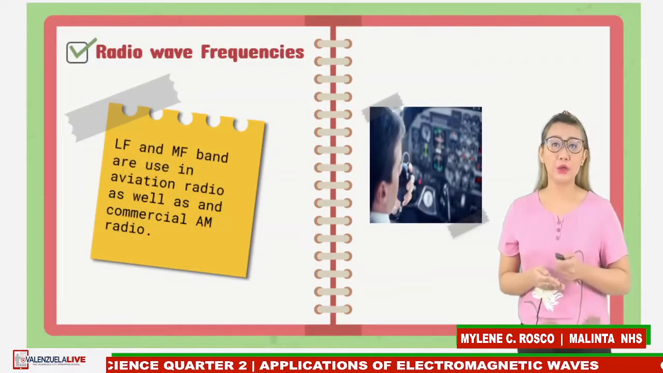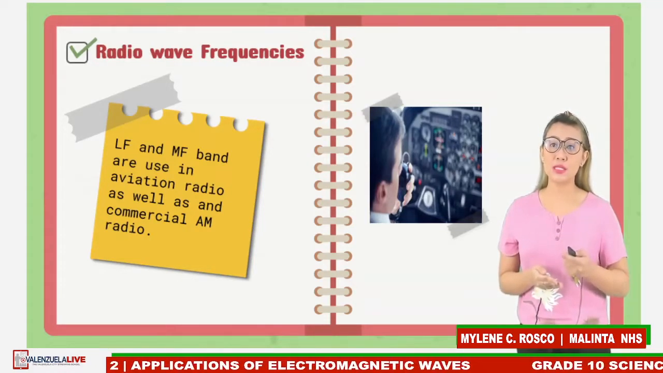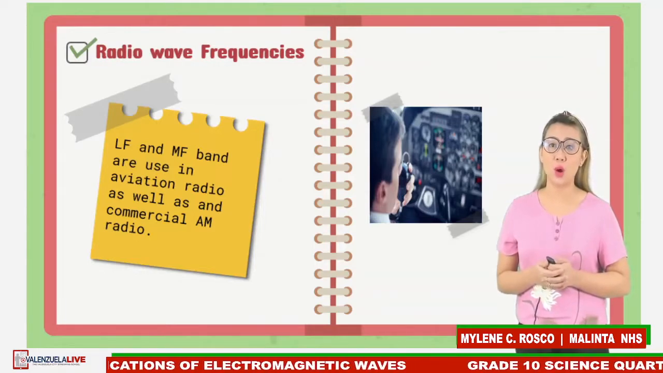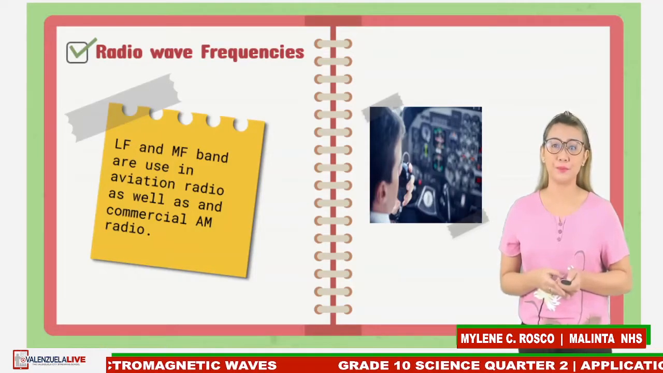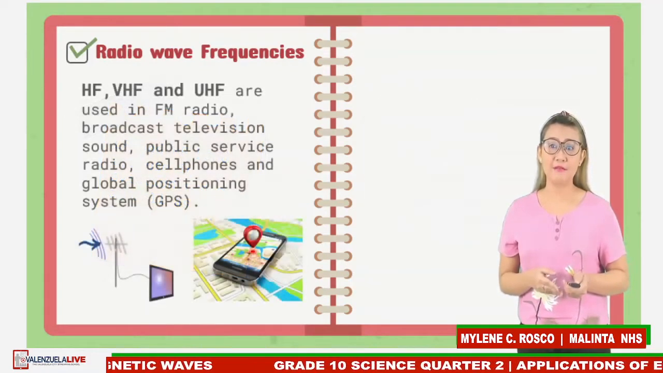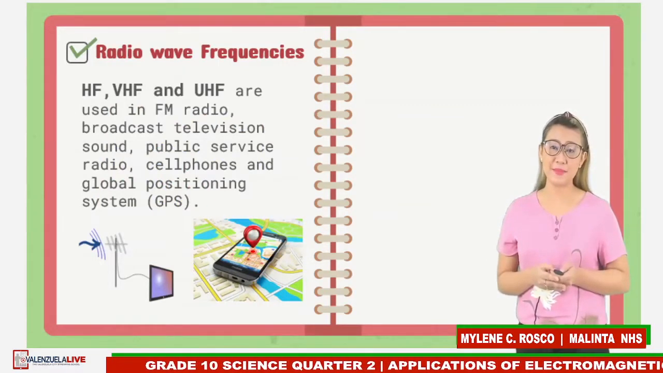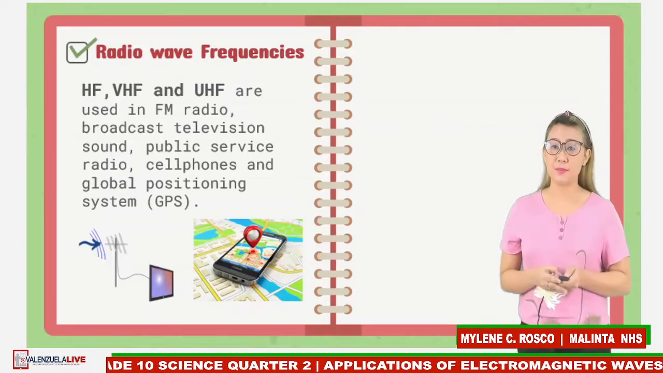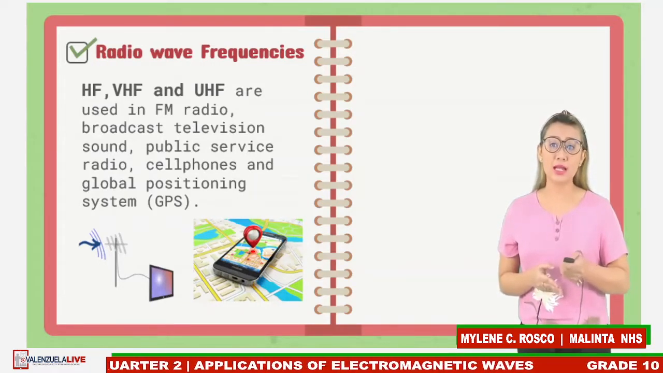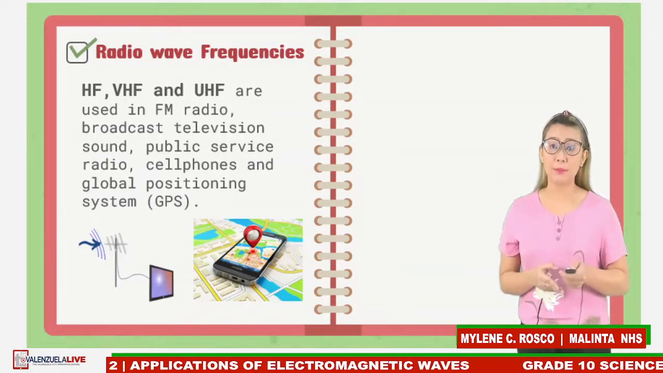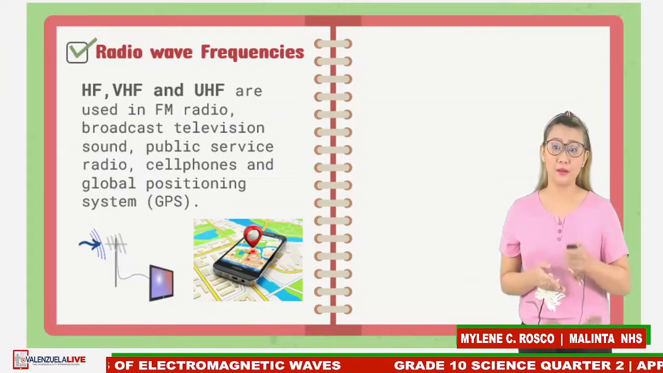Next are low frequency and medium frequency bands. These two are used in marine and aviation radio as well as commercial AM, or amplitude modulation, radio. Next, we have the high frequency, very high frequency, and ultra high frequency bands. These are used in FM radio, broadcast television sound, public service radio, cell phones, and GPS, or the global positioning system.